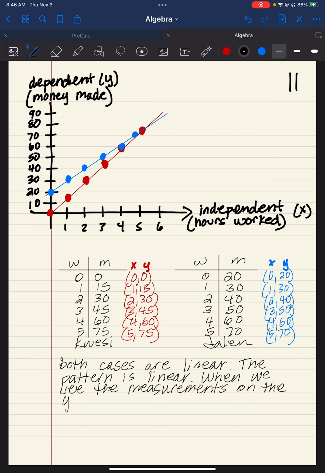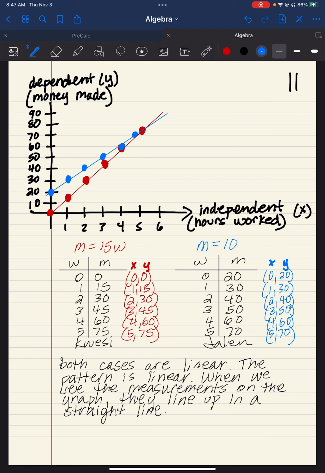Again, we used two different equations. One of these equations was Quessie's, which we said the money he makes is going to be $15 times the hours that he worked, and the other one is Jalen's, which says the money that he makes is going to be equal to $10 for every hour that he works, plus that $20 thrown on at the end.